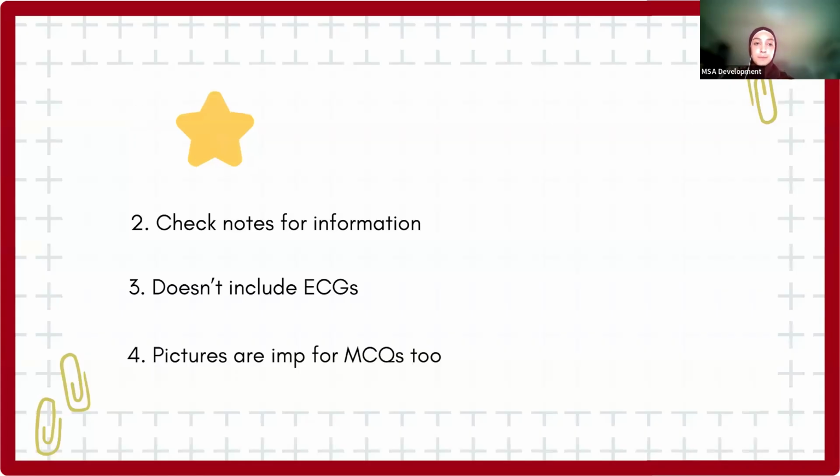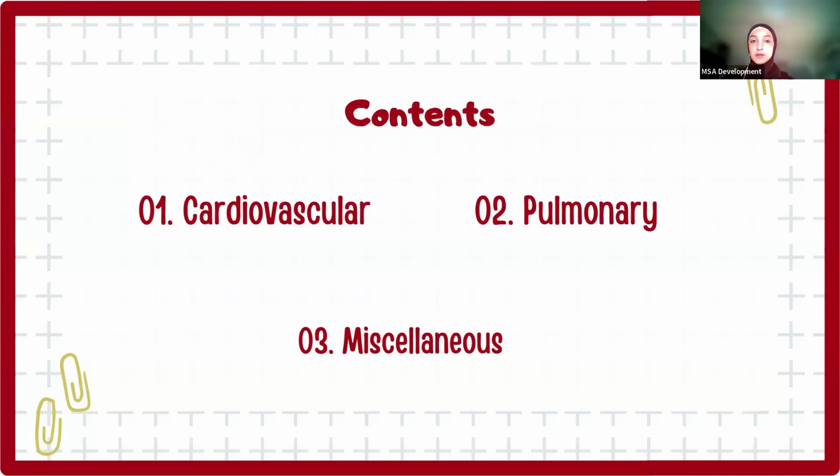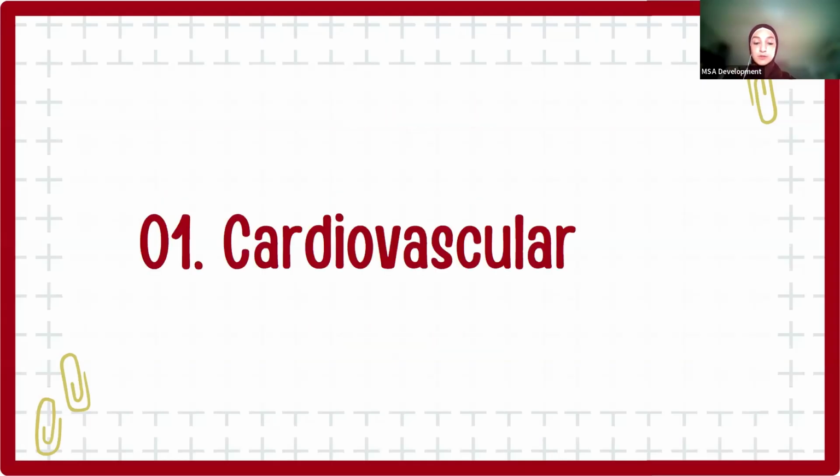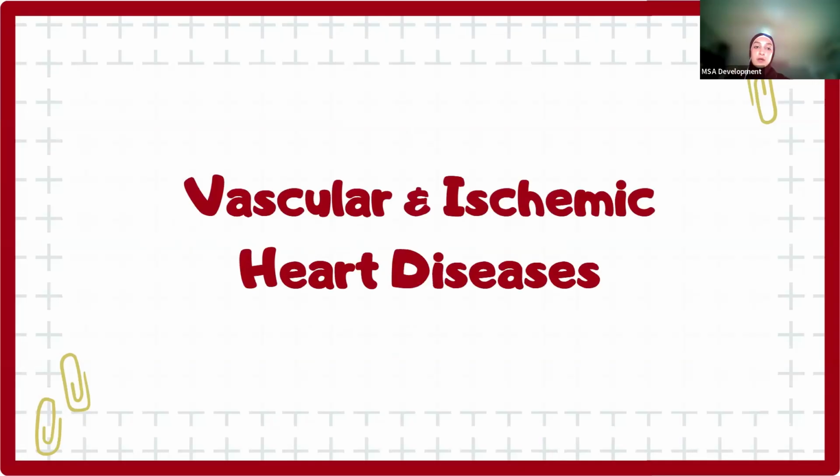Now, the contents of this PAL will include the cardiovascular system, the pulmonary system, and miscellaneous. Of course, we will be touching on pathology, the clinical aspect, microbiology, and radiology if needed, and of course, lab content. Starting off with cardio, vascular and ischemic heart diseases.